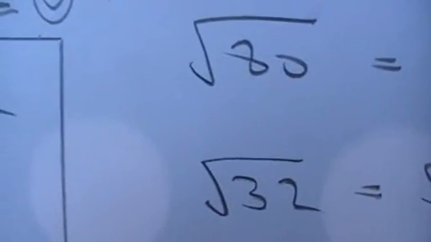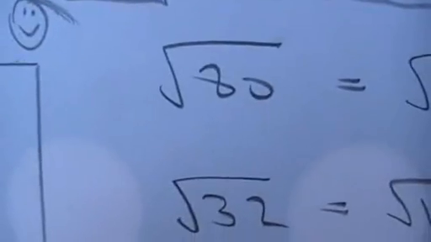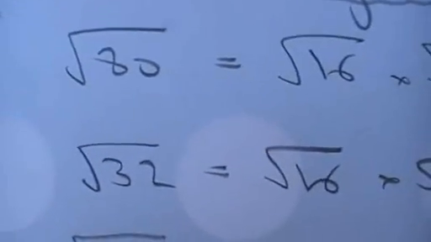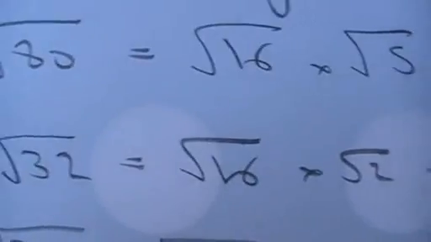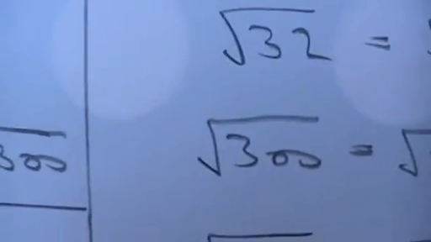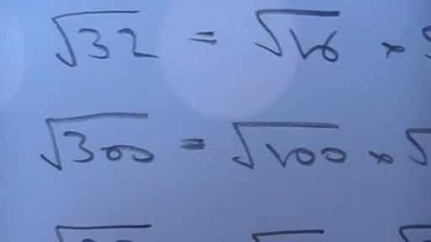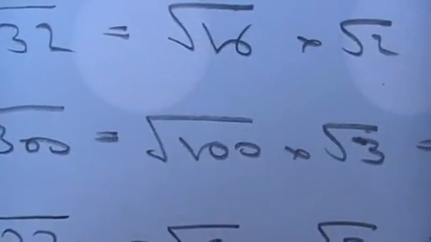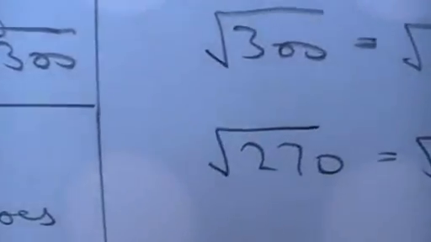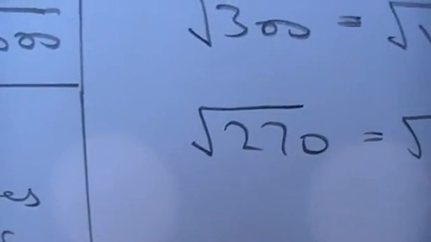Okay, so root 80, highest one was 16. Root 32, highest one is 16 again, but 32 is 16 times 2. So we have root 16 times root of 2. Oh, try not to knock it all over, which is 4 root 2. Okay, root of 300, the highest square number that goes into 300 is actually 100. So root 300 is root 100 times root 3, which is just 10 root 3. And root 270, give this a go. What's the highest square number?